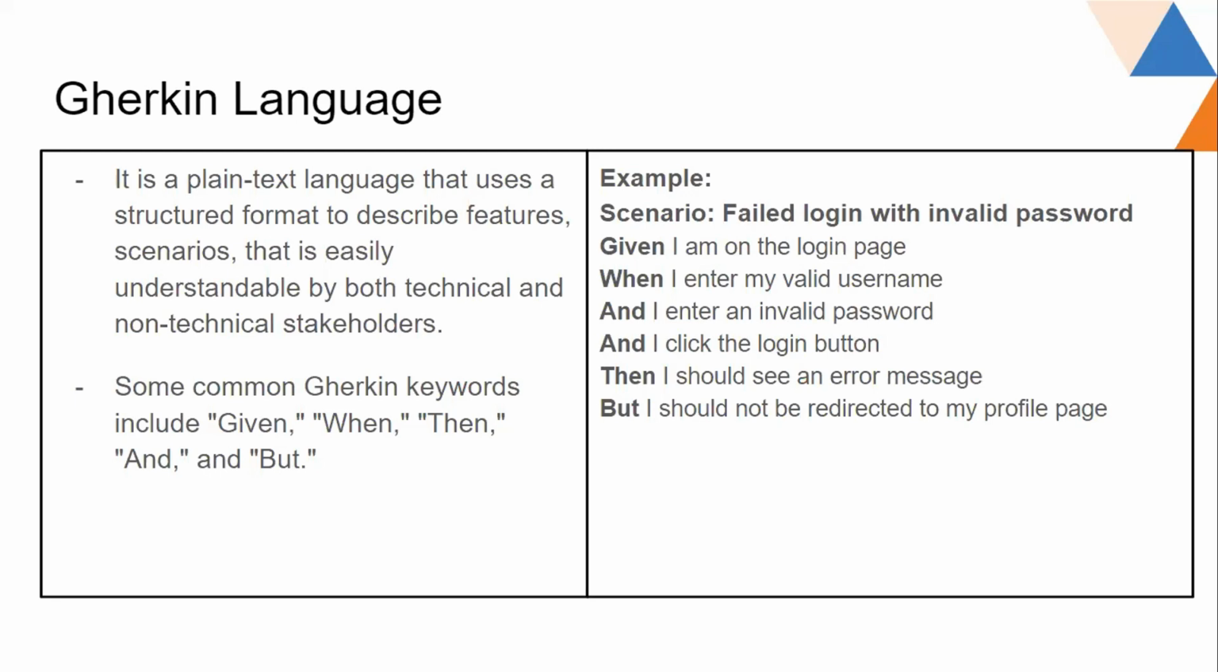So any person can come and see that, okay, given I'm on the login page, when I enter my valid username and then I enter my invalid password, I click on the login button, then I should see an error message, but I should not be redirected to my profile page. So this is how it is structured, and this structured language is called Gherkin language. It uses keywords such as given, when, then, and but.